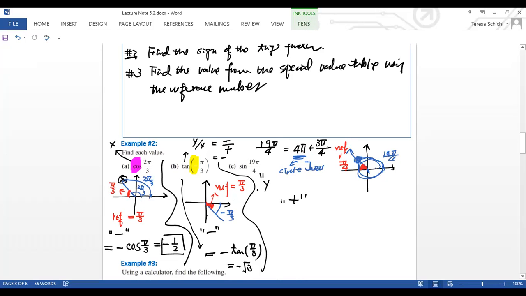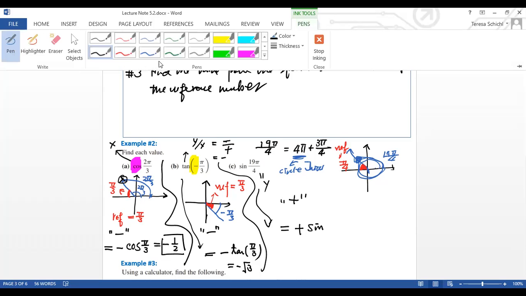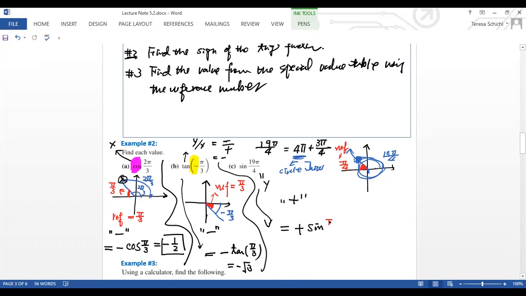Now I've got everything set, so we can write it. This will be equal to a positive sine of the reference angle, which is pi over 4. Then you go to your special angles, and what do you find? The square root of 2 over 2.